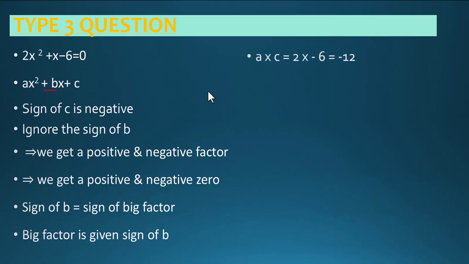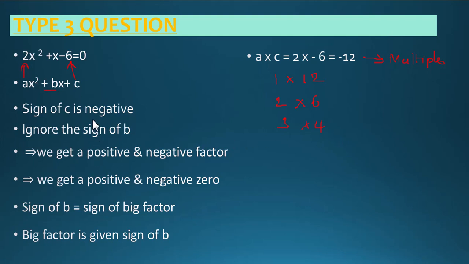So let's start the factorization. First we'll multiply A and C. A equals 2 and C equals minus 6. By multiplying them we get minus 12. So minus 12 is a multiple. By multiplying A and C we get a multiple, and the multiple is minus 12. For 12 we'll first make the list of pairs of factors. We can get 12 by multiplying 1 and 12, 2 and 6, and 3 and 4.